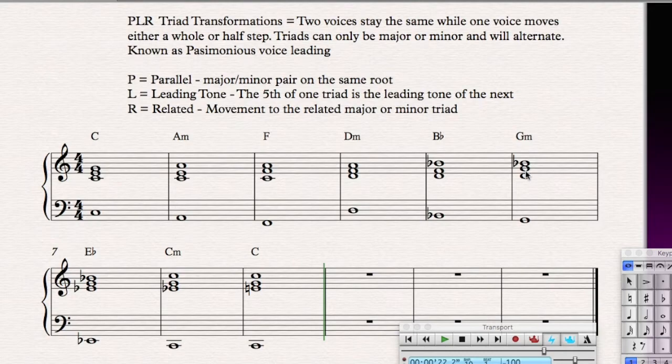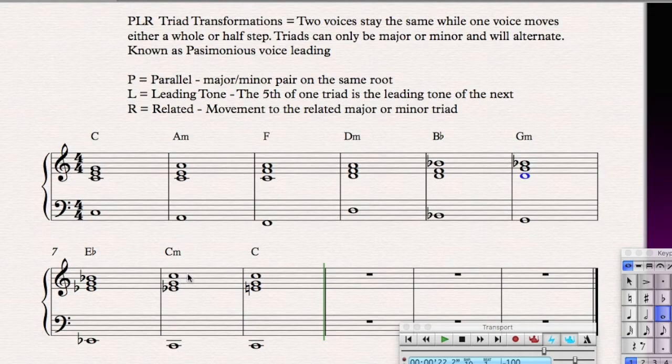We did a leading tone movement. G, B flat, D. D is the fifth of the chord. We took the fifth of the chord, moved it up a half step to E flat, gives us an E flat major triad. Did another relative movement by retaining the E flat, retaining the G. The B flat moves up a whole step to C and gives us a C minor triad. E flat and C minor are related major and minor triads.